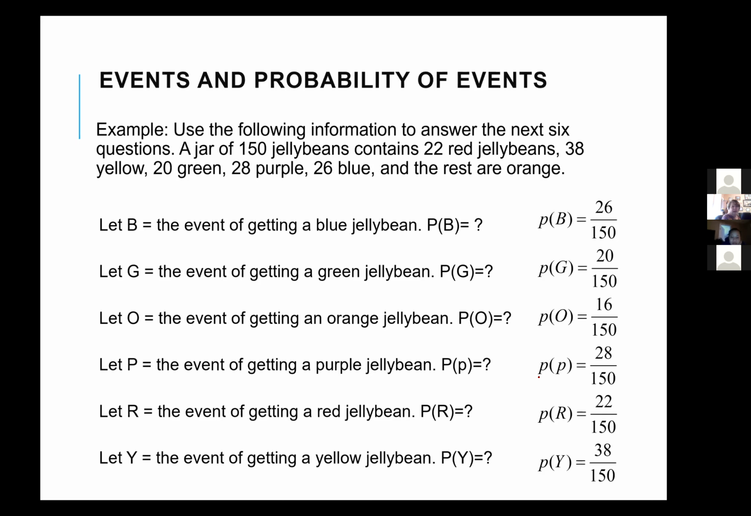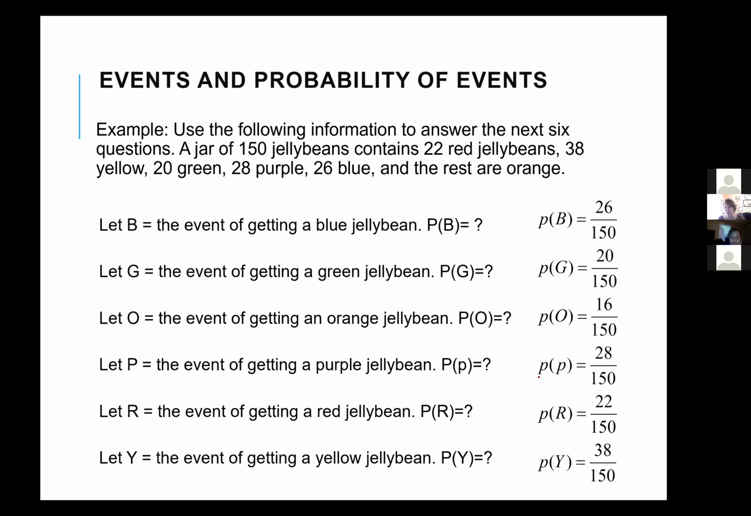Well, how many blue jelly beans are there? There are 26 blue jelly beans in this jar of 150 jelly beans. So the probability of me getting a blue one: there are 26 possible outcomes of blue out of 150 items in my sample space. So the probability of me getting a blue one is 26 out of 150. What's the probability of me getting a green one? Well, there are 20 green jelly beans out of the 150, so 20 out of 150.